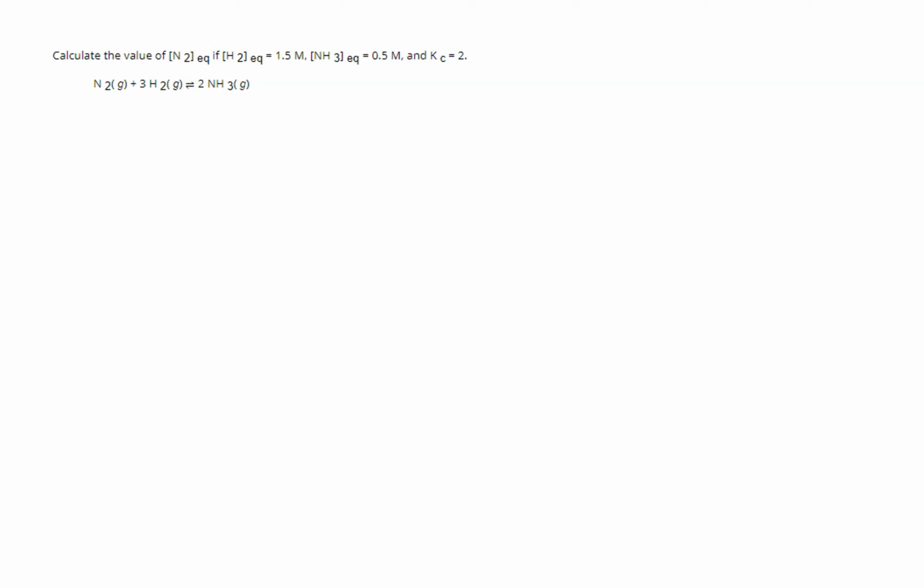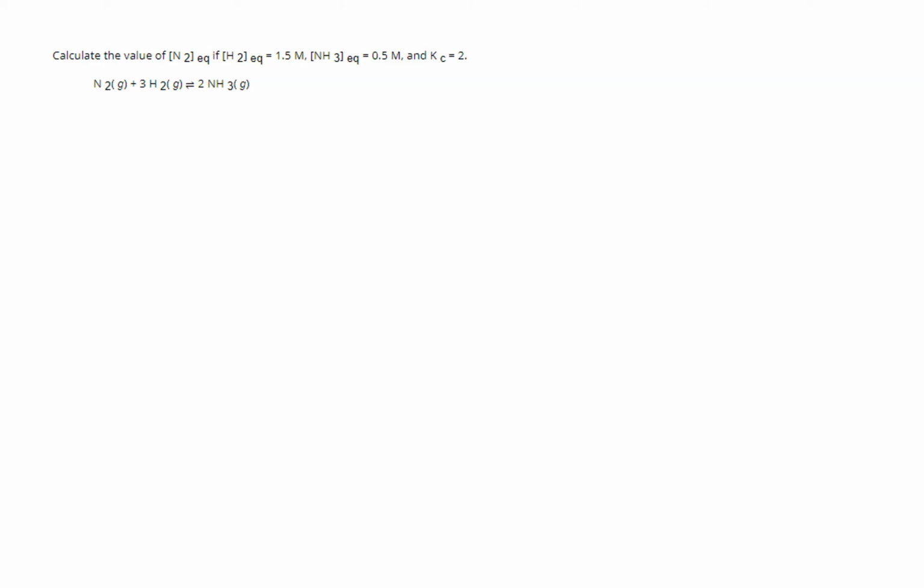Calculate the value of nitrogen at equilibrium if hydrogen at equilibrium equals 1.5 moles per liter and the concentration of ammonia at equilibrium equals 0.5 moles per liter and the equilibrium constant is 2, given the following reaction. Nitrogen plus 3 equivalents of hydrogen is in equilibrium with 2 equivalents of ammonia gas. So let's go ahead and jump into this one.